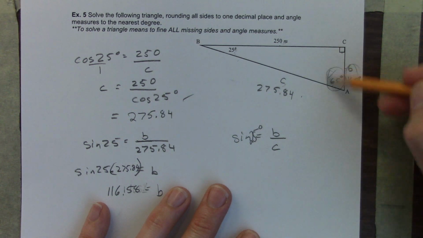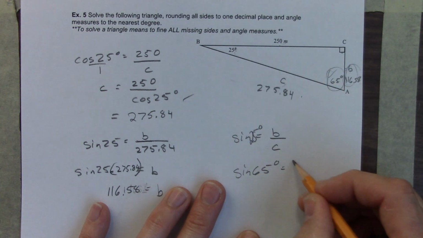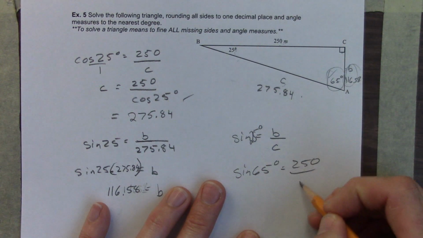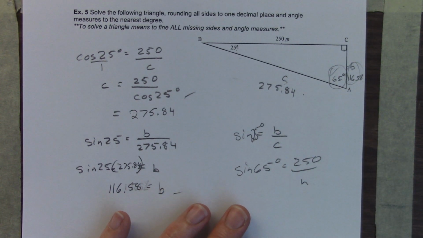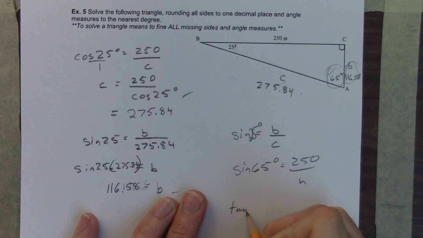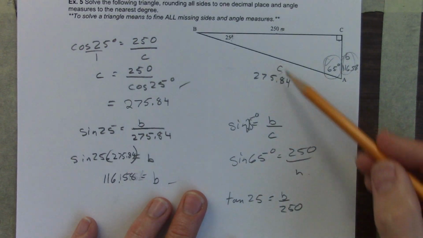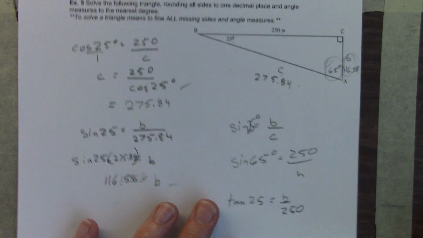I could have used sine on the 65, that would have worked. I could have said opposite is 250 over hypotenuse C. I could have done that. Or I could have used tan on the 25 and said tan 25 is equal to B over 250. I could have done that as well. Because as long as I use the 250, I can solve.